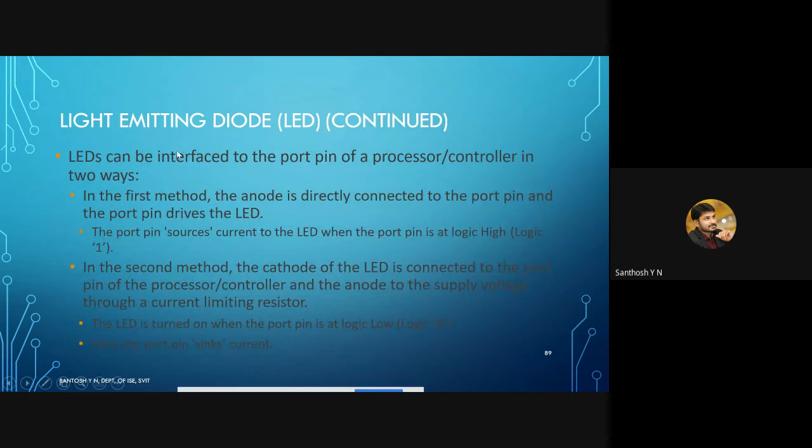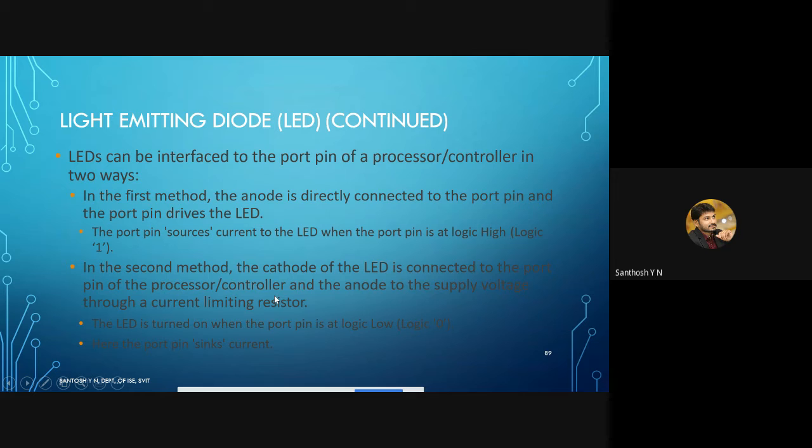LEDs can be interfaced to the port pin of the processor or the controller in two ways. In the first method, the anode is directly connected to the port pin, and the port pin drives the LED. The port pin sources current to the LED when the port pin is at logic high. In the second method, the cathode of the LED is connected to the port pin of the processor or controller, and the anode to the supply voltage through the current limiting resistor.